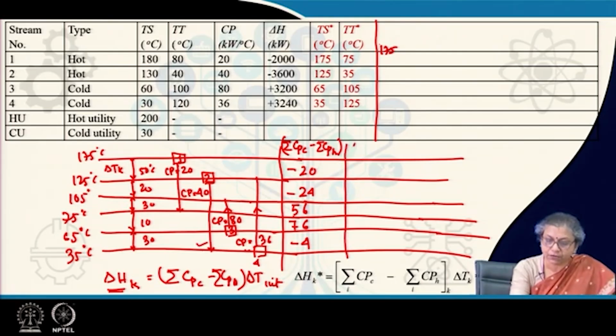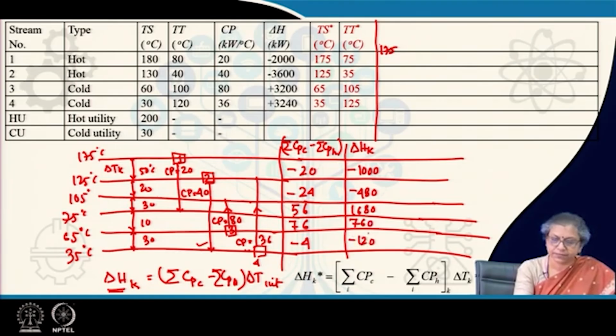Why do I find this out? So that I can find out delta Hk for each interval. This into delta Tk gives me delta Hk. Let me find out the delta Hk for each case. You can calculate it yourself and find out the delta Hk for each case. And what do I find? I find that this denotes a surplus, this denotes a surplus, this is a deficit, this is a deficit, this is a surplus.